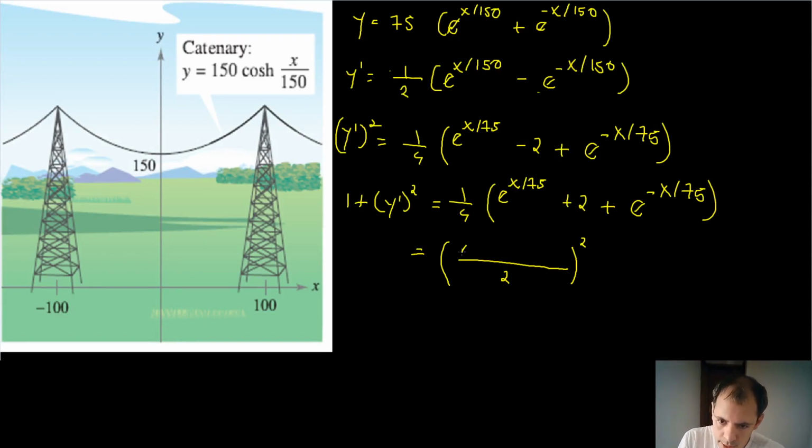So it'll be e to the x divided by 150 plus e to the minus x divided by 150. Try to square all this thing. Because the 2 is in here, you can put it out, and then squaring it, you're going to have this 1/4. All right, now just worry about the numerator.